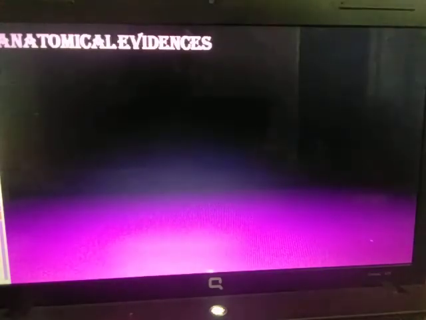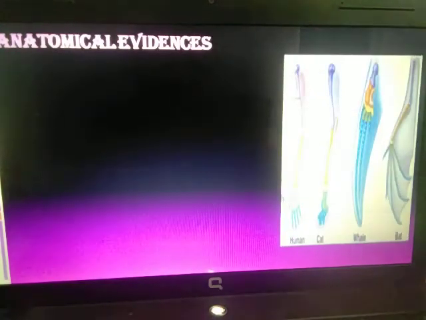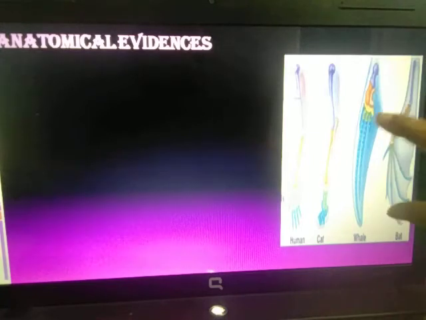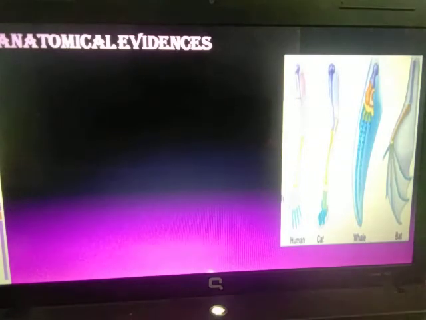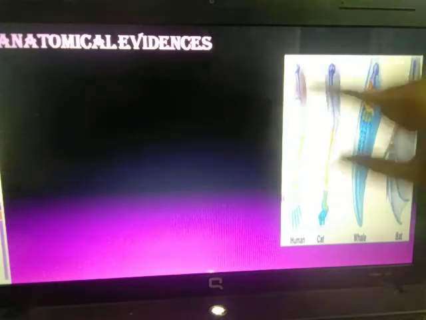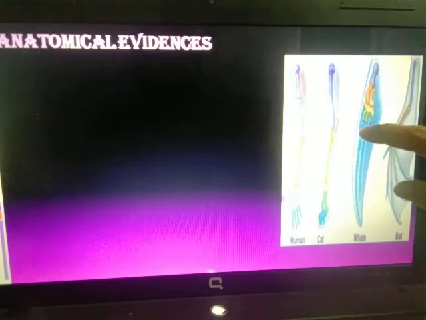Next is anatomical evidence. What does anatomy mean? Morphology is the outer appearance, whereas anatomical evidence means how they appear inside the body. Here is the same picture which is in your textbook. You can see the human hand, the cat's foreleg, the flipper of the whale, and the patagium of the bat. Not only the outer appearance but even the bone structure is shown. Superficially, all of them look different, and even their uses are different.